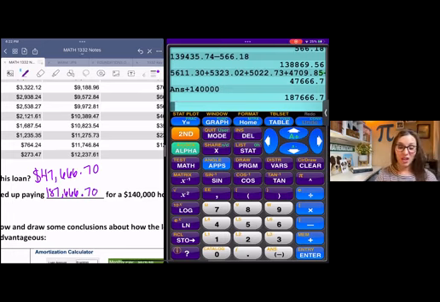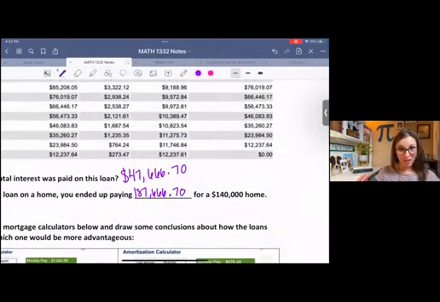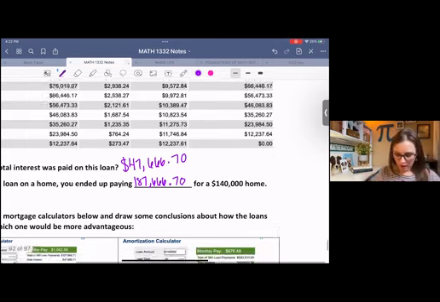$187,666.70. So maybe the house or the land you bought was worth $140,000, but you actually paid $187,000. So that's the cost of buying a home. But now you have equity in a home that you can sell for hopefully higher than what you bought it for, and it works out. It works out. It feels yucky in the moment, but it works out.